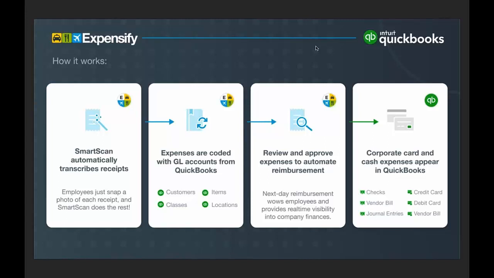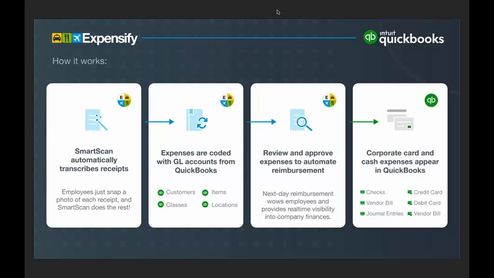So this isn't just a one-way sync. We're actually going to pull your coding information right from that client's QBO so that a client can select from a GL account, customer, class, item, or location, and all of those lists can be tailored as well. Now that review process will remain the same, and then once it is approved, we're going to export that information into QuickBooks Online. So you'll see we have plenty of different options here.